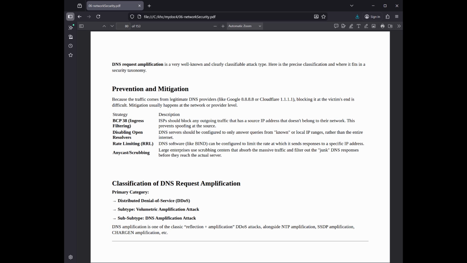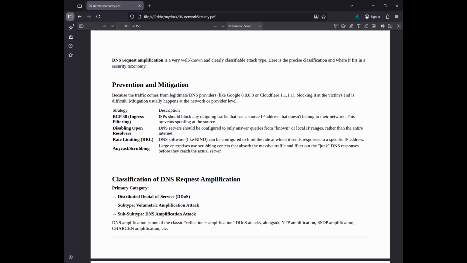Classification of DNS request amplification. Primary category: distributed denial of service, DDoS, then subtype: volumetric attack, then subtype: amplification attack, then subtype: DNS amplification attack. DNS amplification is one of the classic reflection plus amplification DDoS attacks, alongside NTP amplification, SSDP amplification, Chargen amplification, etc.